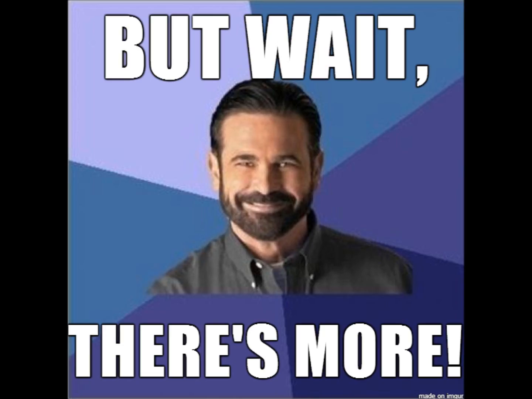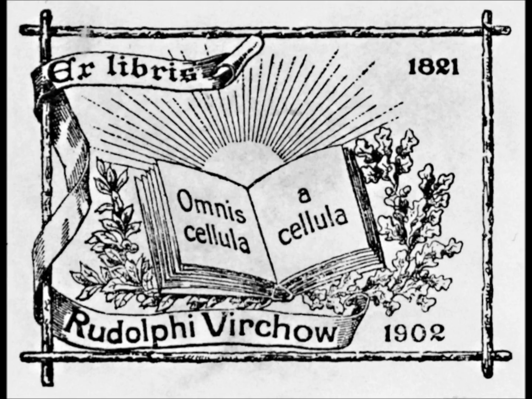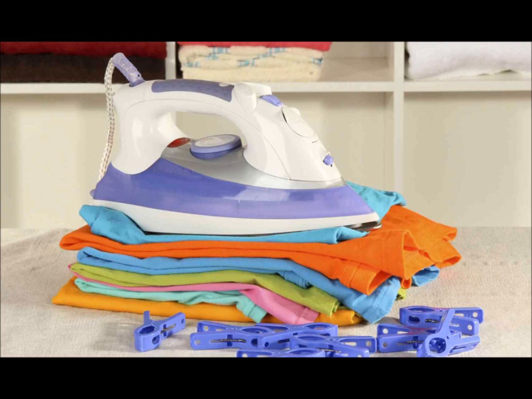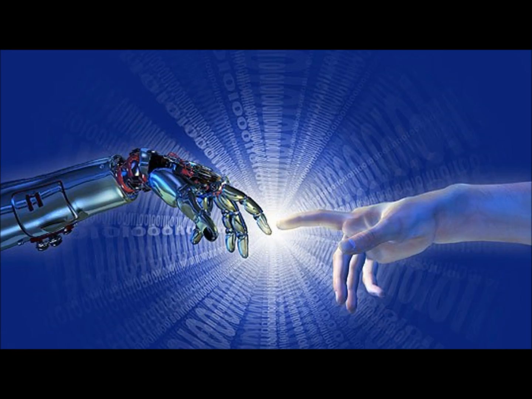But wait, there's more. In 1855, Rudolf Virchow developed the third tenet of cell theory, Omnis cellula e cellula, Latin for cells develop only from existing cells. It may have taken a while to get the details ironed out, and it took some technological advances, but we've arrived at the cell theory.